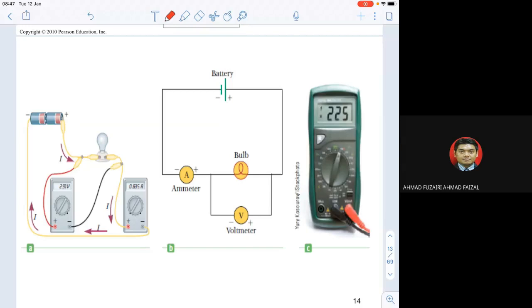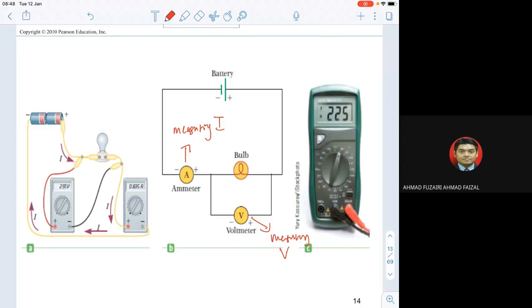Okay, if you can look here, the ammeter is the one that you should put inside the electric circuit in order to measure the current. This one is for measuring the current, measuring I, and the voltmeter is for measuring V, measuring the electric potential or voltage.